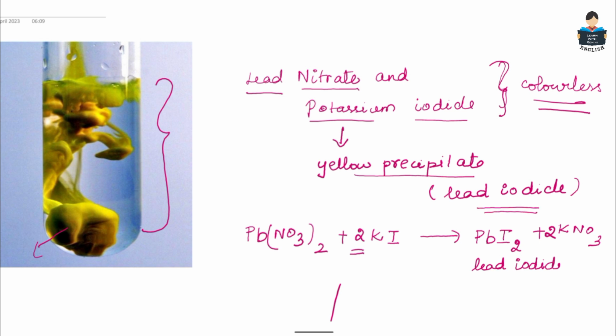So this is the chemical equation for the above activity, activity 1.2. This is lead nitrate and this is potassium iodide. They both react and form lead iodide, and the yellow precipitate is because of this lead iodide, and potassium nitrate is formed. So this is how the reaction takes place.